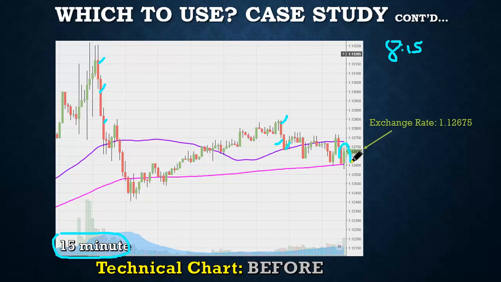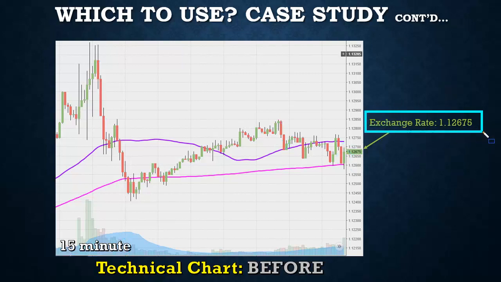Here is the last 15 minutes right here before the speech actually happens. And at this point in time, the exchange rate value, that wasn't a very good square, was it? Let's try that again. The exchange rate value is right there, 1.12675, and this is an actual value. So this is no longer theoretical. This is taken right out of the real world.